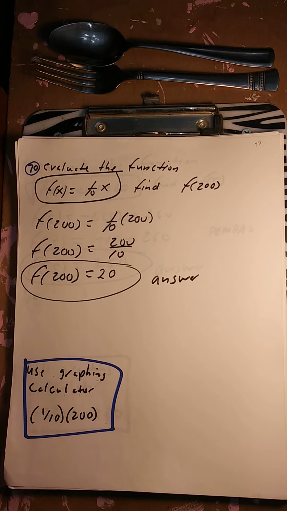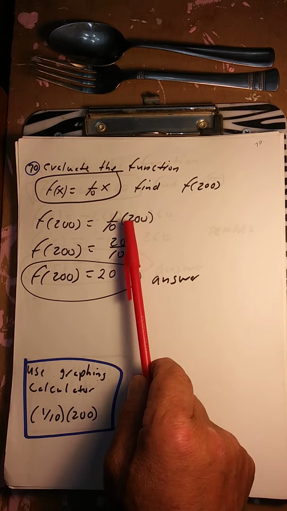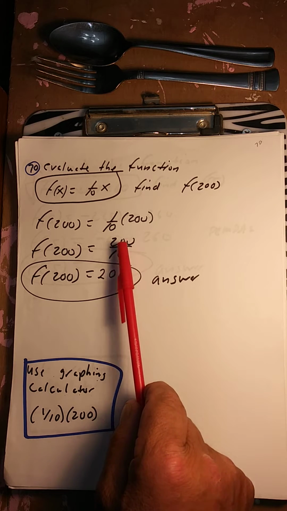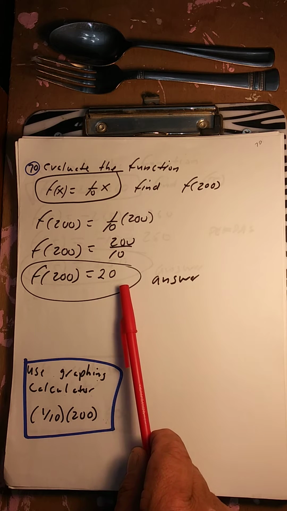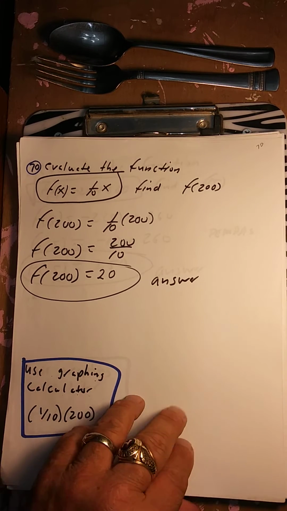Evaluate the function. f of x is 1/10 x, and x is 200. So f of 200 is going to be 1/10 of 200, or 200 over 10. Divide this and this in your calculator. It's going to give you, guess what? It's going to give you a what? 20. Put it in the calculator.